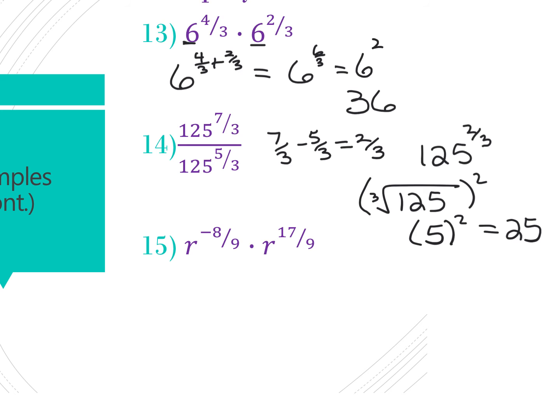Next one, same base. They both have a base of r. I'm multiplying, so I'm going to add those exponents. In this case, I don't need to worry about turning the r into a positive exponent if I don't want to. I'm just going to add, it's really r to the negative 8/9 power plus 17/9. When I add those exponents, I get 9 over 9, which gives me r to the first, which is just r.